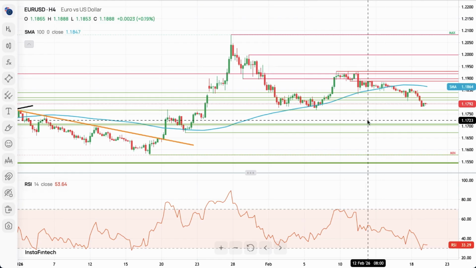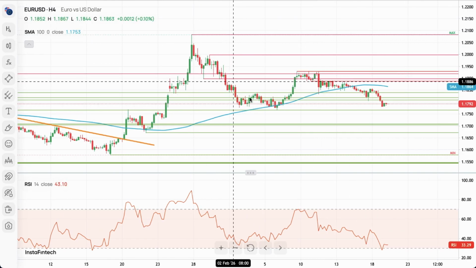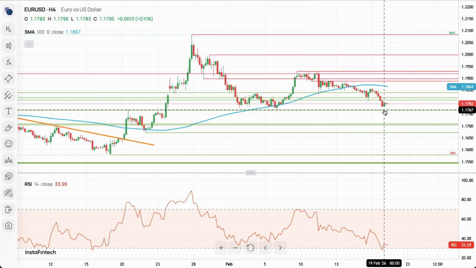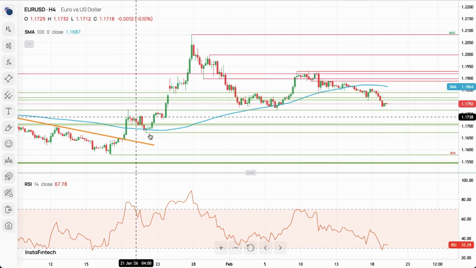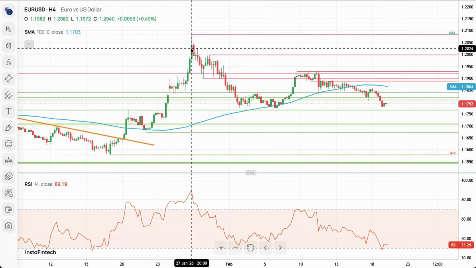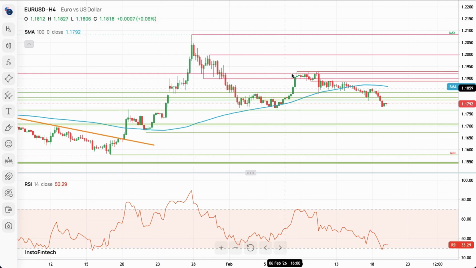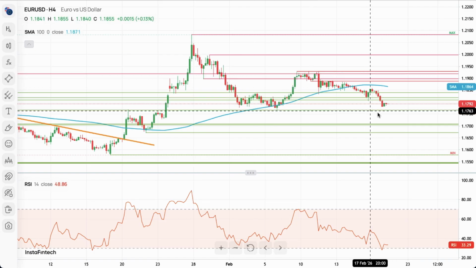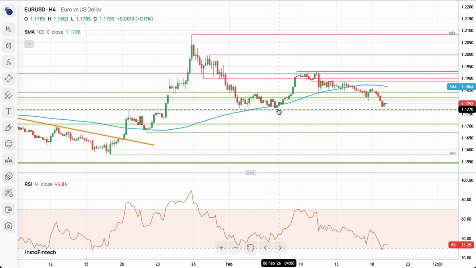Euro Dollar keeps moving lower, so this movement to the downside is way bigger than this impulsive movement to the upside. And that's the reason why this movement to the downside is part of a different cycle. We are about to touch the level of 1.1767, which is the technical support and the low from February 6th, 2026. So it looks like the situation here might be quite interesting soon.